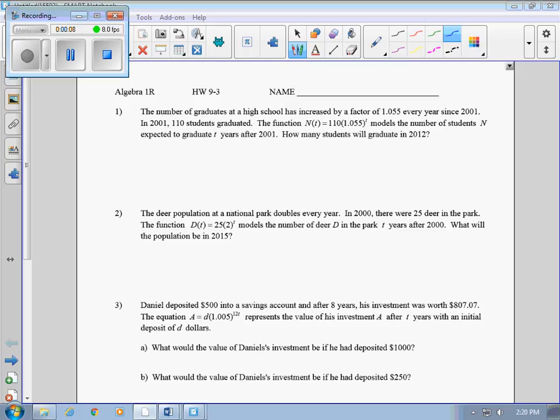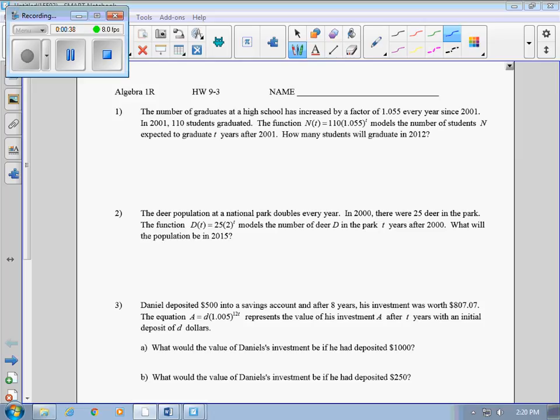We're going to go over the odds, and let's start with number 1. The number of graduates at a high school has increased by a factor of 1.055 every year since 2001. In 2001, 110 students graduated. The function n(t) = 110 times 1.055^t models the number of students n expected to graduate t years after 2001. How many students will graduate in 2012?